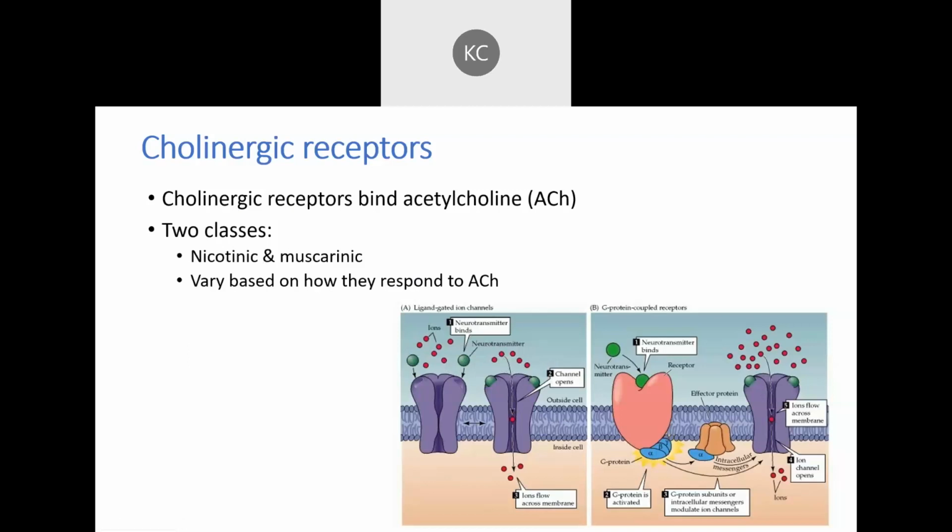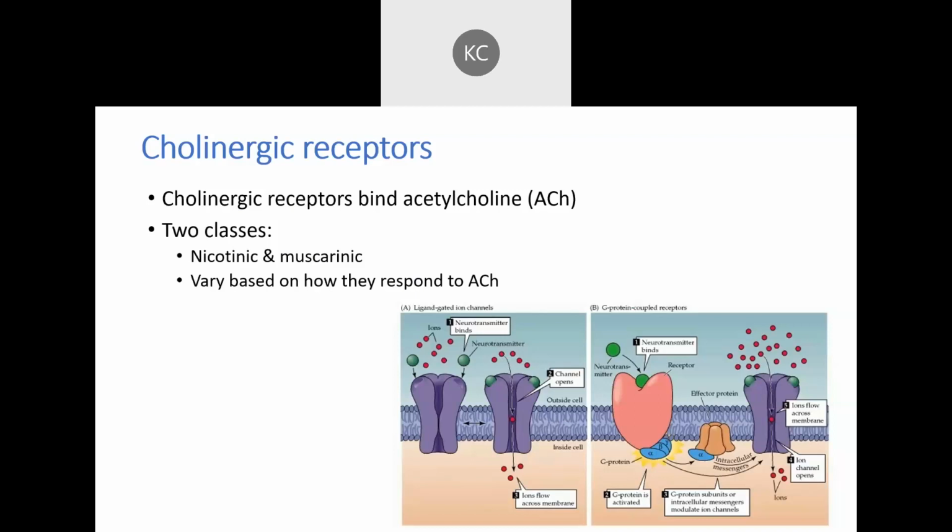This is called nicotinic because they respond to or mimic the effects of nicotine that binds to acetylcholine receptors. So they're called nicotinic because they mimic the effects of nicotine. And we'll look at it again here in just a second, in terms of their location and whatnot. The other type is muscarinic.